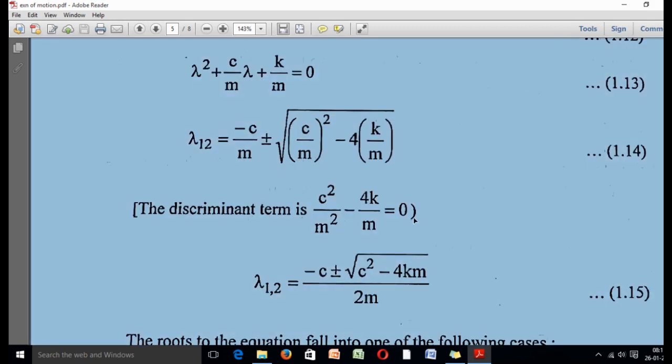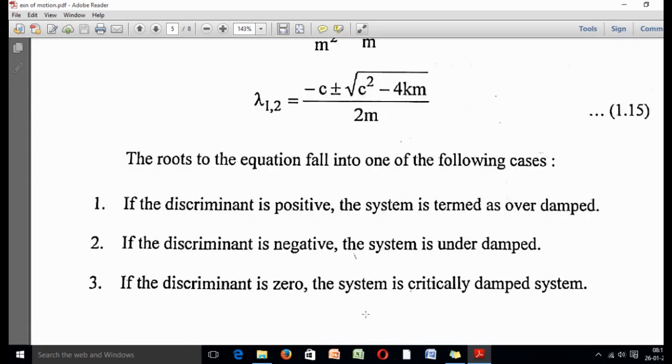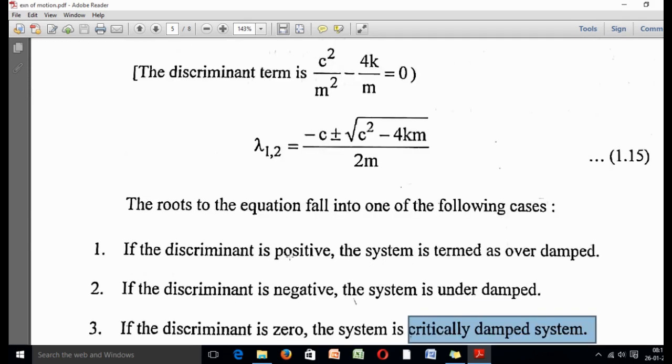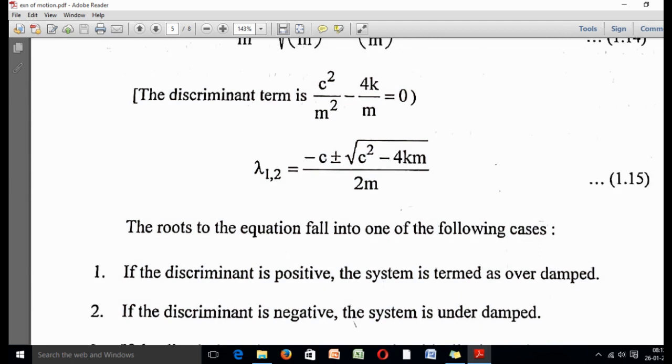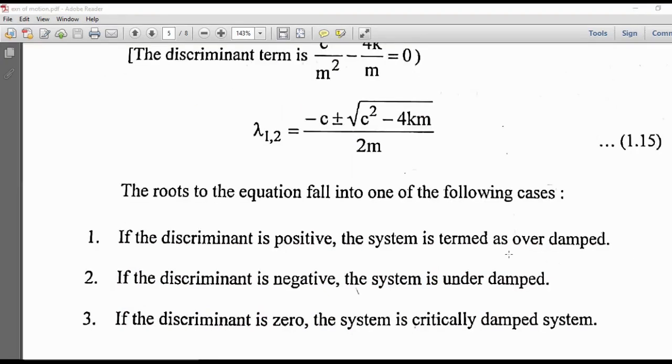And if that is equal to 0, the system is called a critically damped system. If the discriminant is positive, the system is called overdamped. And if the discriminant is negative, the system is called underdamped. So we have overdamped, underdamped, and critically damped systems. So we have found the equations of motion for viscous damping, and we found the solution for it. And using the discriminant term, we can say if the system is overdamped, underdamped, or critically damped.